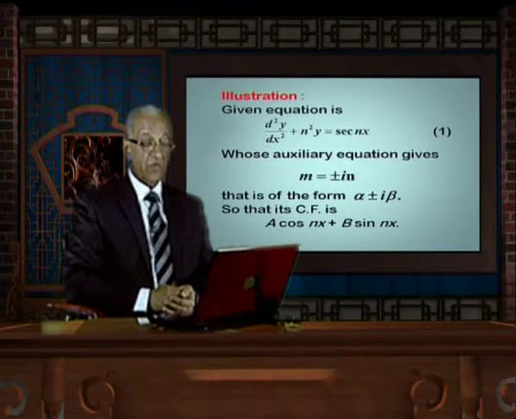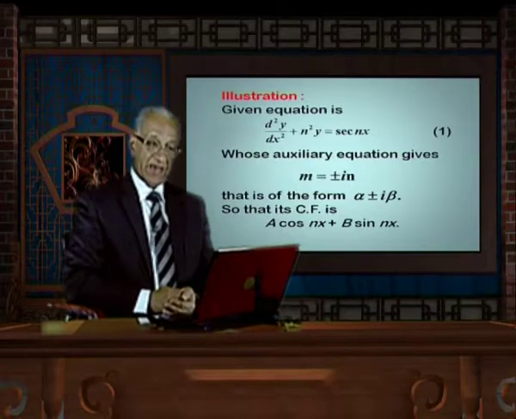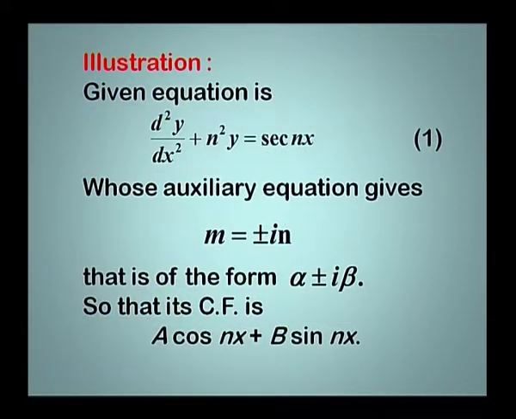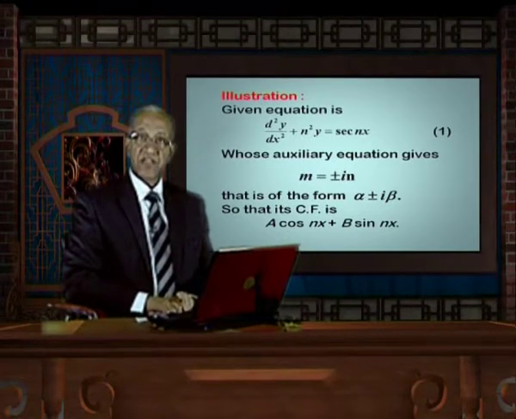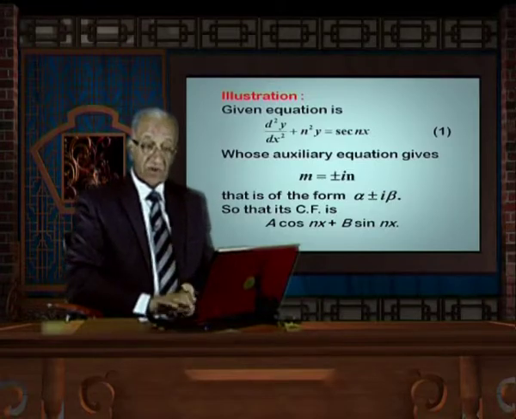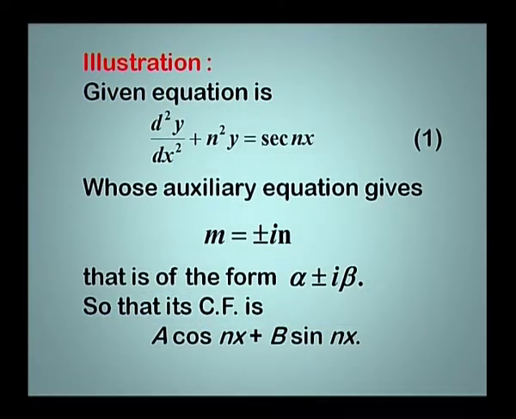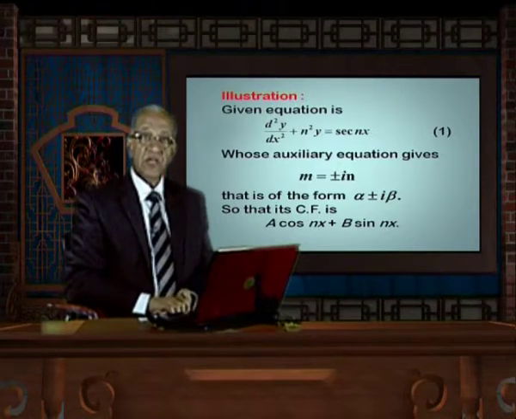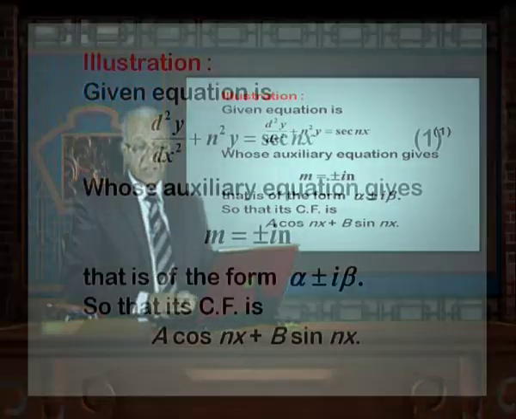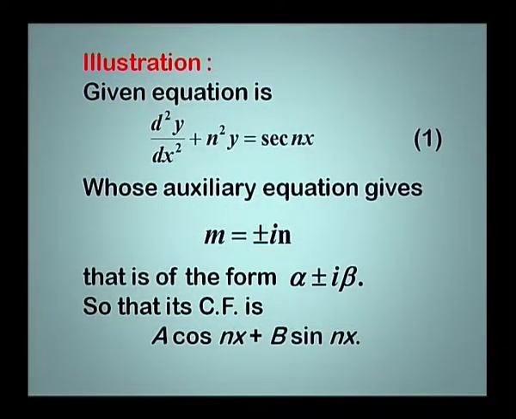equation 1 will obviously become m square plus n square bracket y common equal to 0. Right hand side has to be made 0, and so m square plus n square will give you m is equal to plus minus iota n. That is why the next line you can read carefully. This is of the form alpha plus iota beta. I am mentioning the very typical standard example which we study in a very, very lower class. Therefore, the complementary function that you can see is a cos nx plus b sin nx.